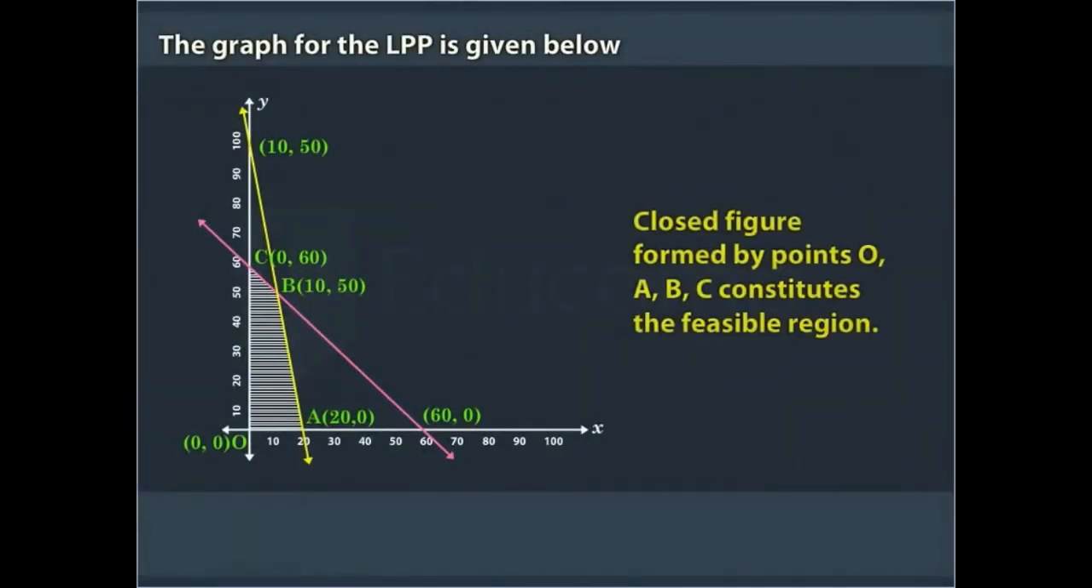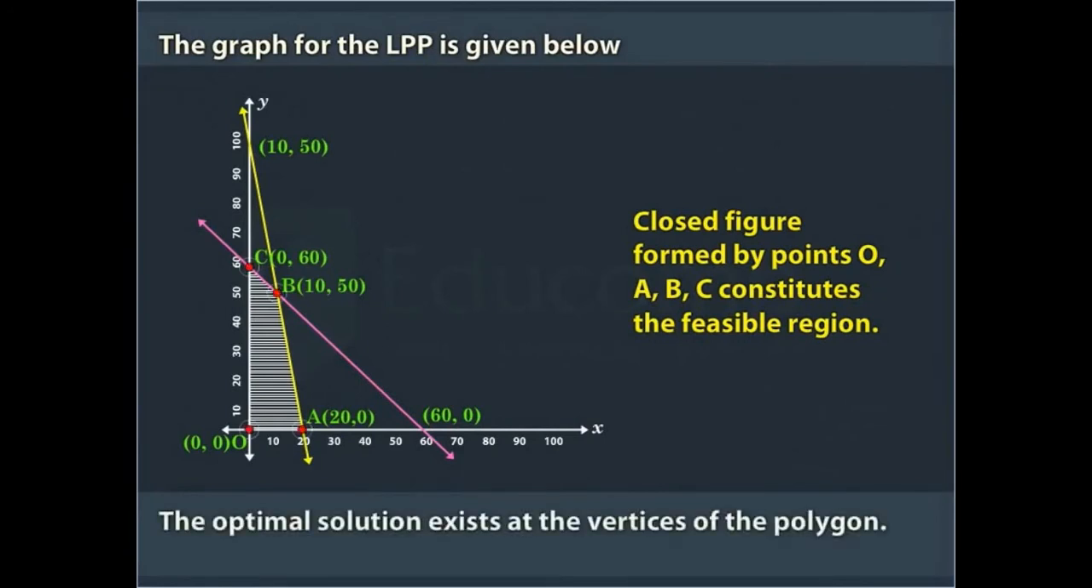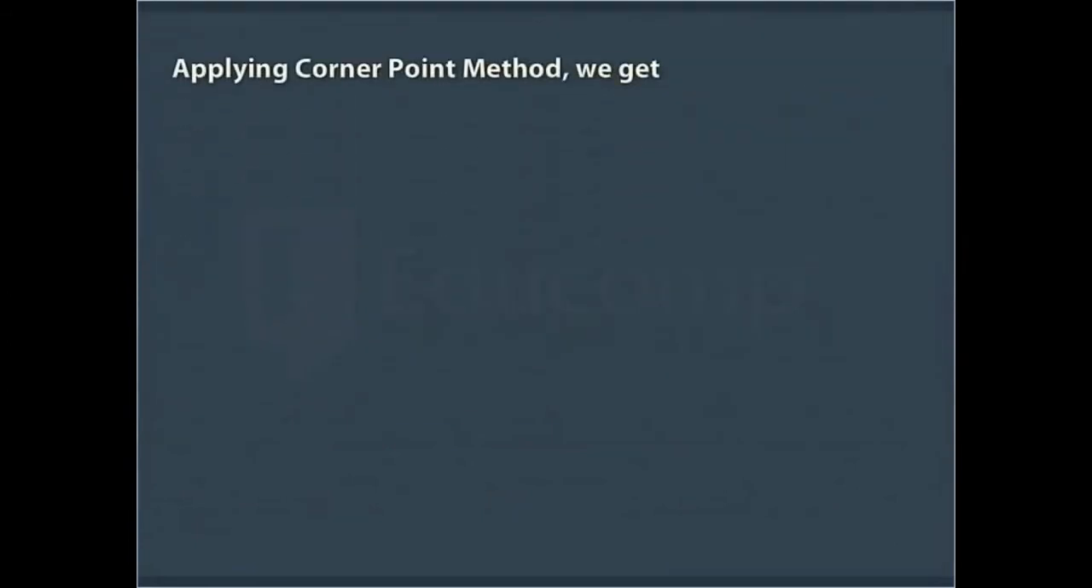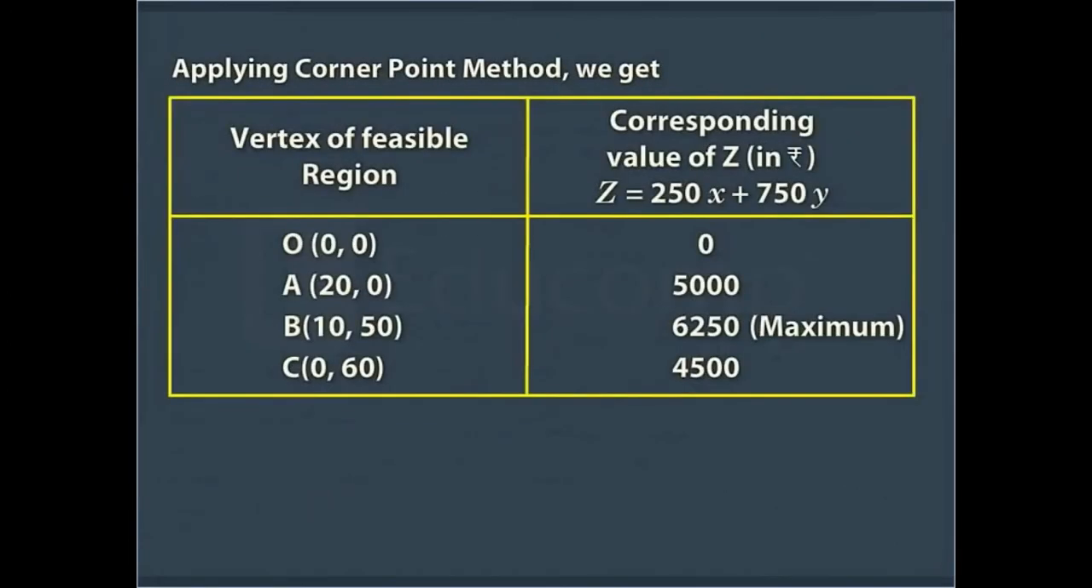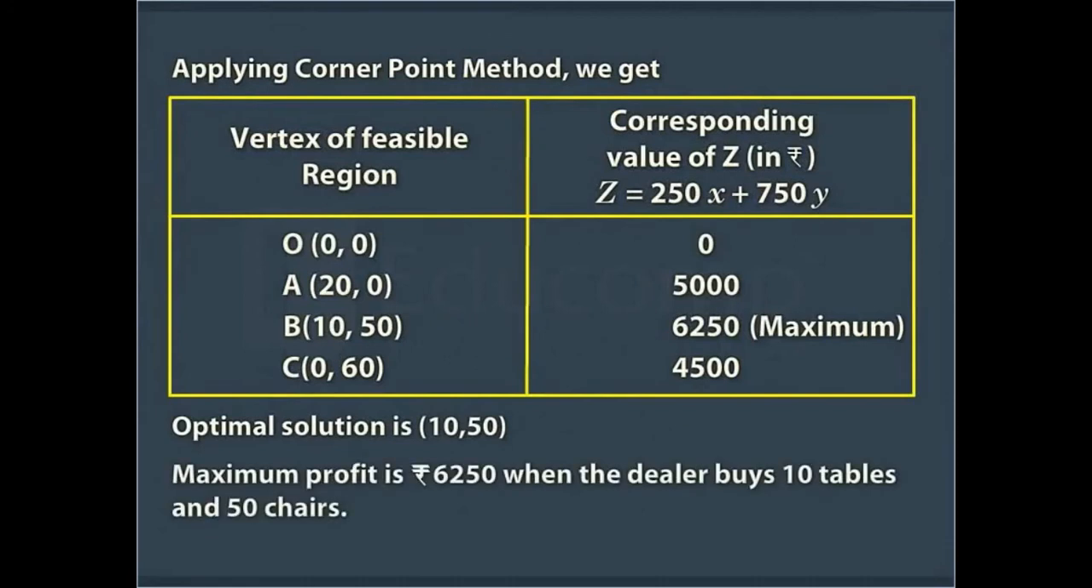The graph for the LPP is given below. The closed figure formed by points O, A, B, C constitutes the feasible region. The optimal solution exists at the vertices of the polygon. Applying the corner point method, we get the optimal solution as (10, 50). Maximum profit is 6,250 rupees when the dealer buys 10 tables and 50 chairs.